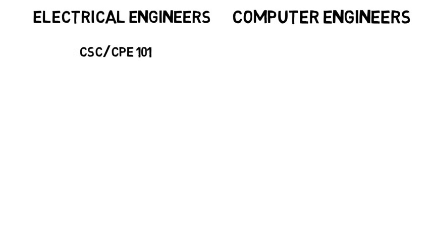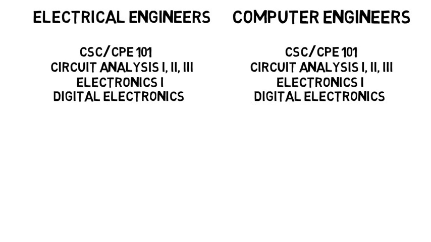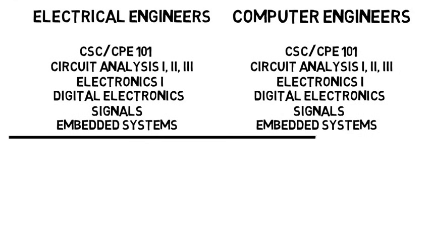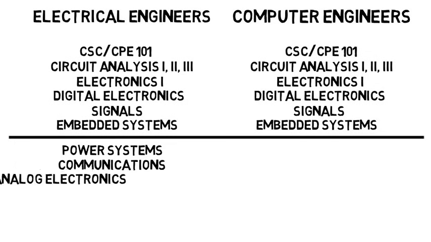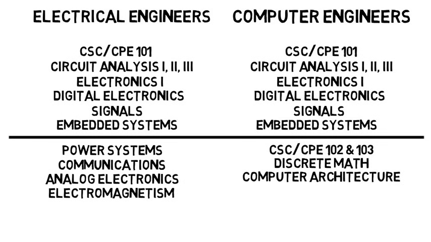Electrical engineers and computer engineers both take an intro programming class. They take some circuits classes, some electronics classes, a signals class, and an embedded systems class. Then electrical engineers take a class on power systems, AM and FM communication, more electronics classes like analog electronics, and one or two classes on electromagnetic waves and high frequency systems. While computer engineers take a few more programming classes that include other programming languages, they take discrete math, but it won't be applied so much unless you take certain elective classes, computer architecture, and also computer networks.